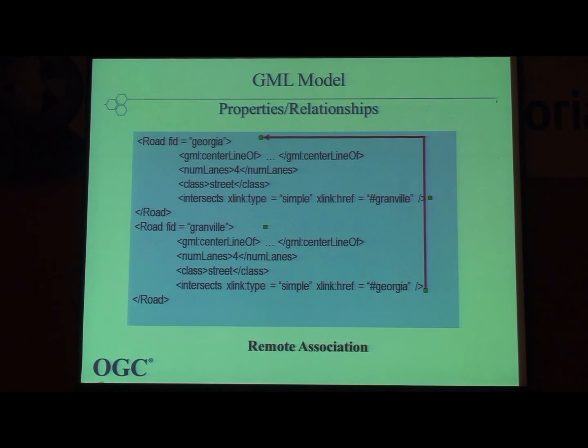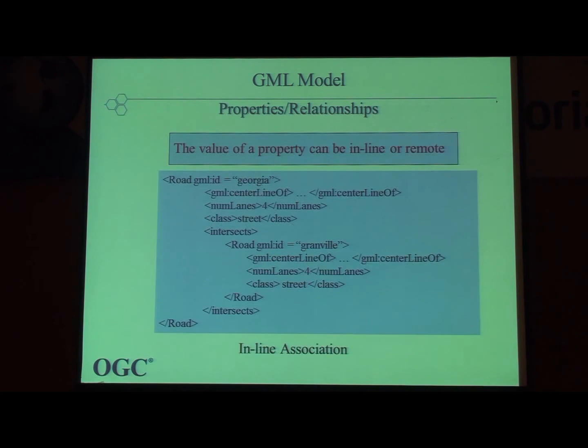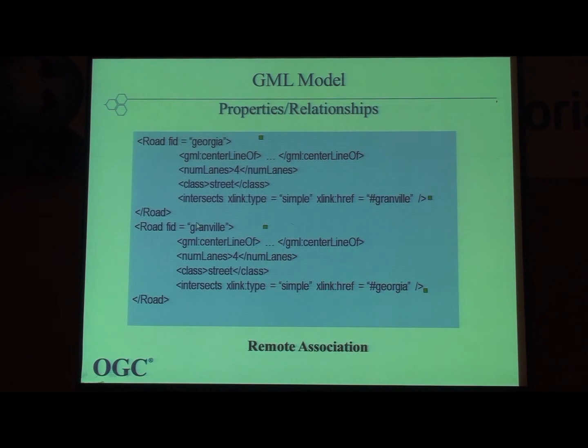Or we can code the same thing but using remote properties. In other words, the intersects property that we had in the previous example, which is this element here, rather than having a child object, it can use an xlink:href that can be resolved. And so you have two different road elements that link to each other.